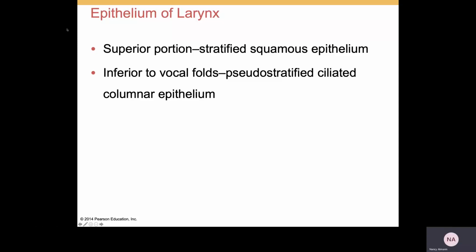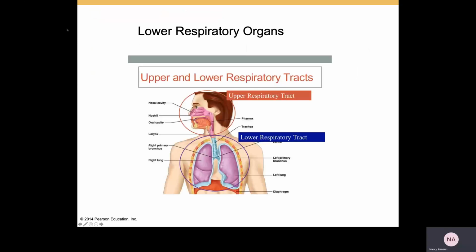So the epithelium of the larynx is going to vary depending on where you are. Superior portion is going to be stratified squamous epithelium. The inferior portion, that's going to be inferior to the vocal folds, will be our friend, the pseudostratified ciliated columnar epithelium. And we're going to end here for now because we will tackle what happens inferior to the larynx in the next segment.